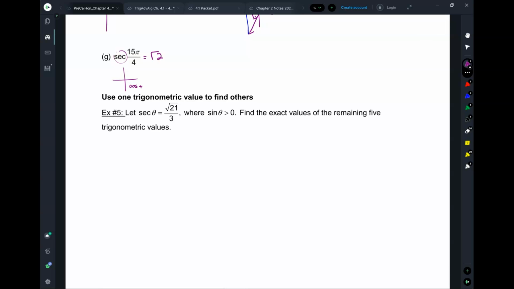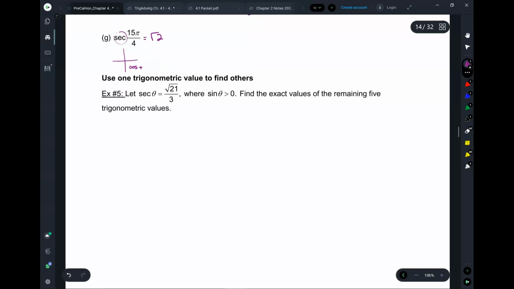Okay, so use one trig value to find the other. Let's take a look at this now. We have secant of theta equals this, and you're told that sine is positive. Greater than 0 means sine is positive. Find the exact values of the remaining 5 trig values. First of all, you have to use these two together to determine the quadrant.